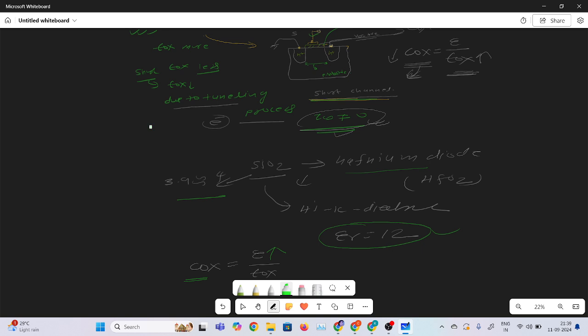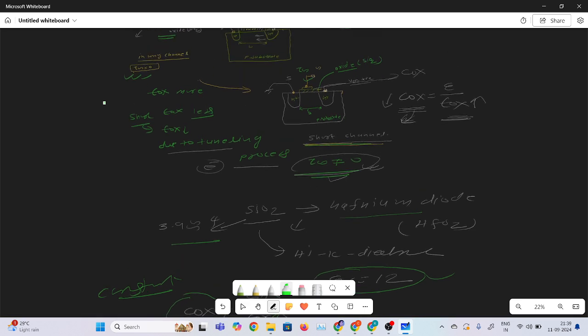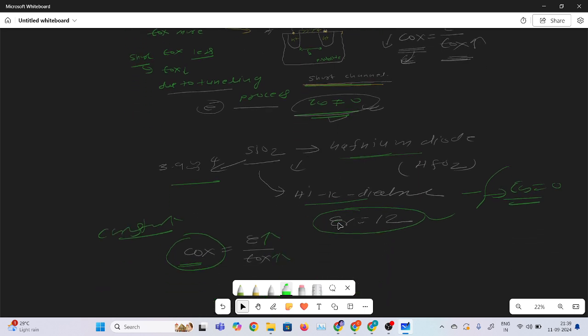If we use this, the oxide thickness can also be increased. If these two things increase together, the oxide capacitance will not change, it will remain constant. So the designer need not worry about the gate leakage. If we use hafnium dioxide, the high-K dielectric, instead of the silicon dioxide, then the gate current will be zero. Gate current will not exist. So this is all about the gate leakage.